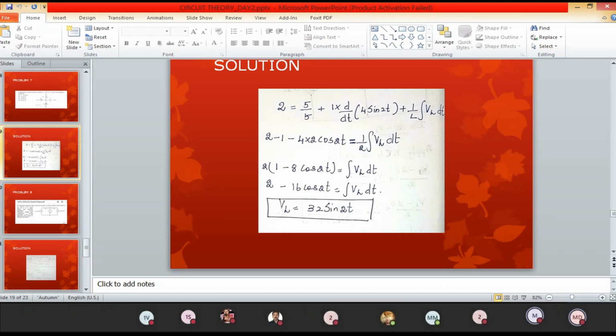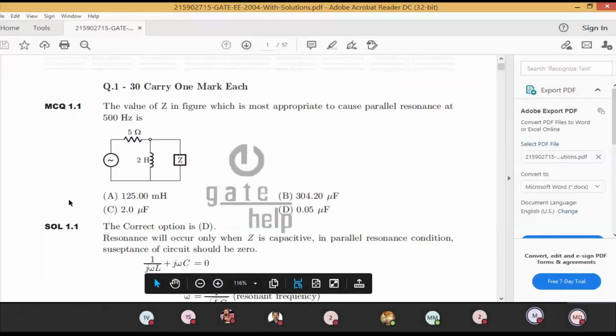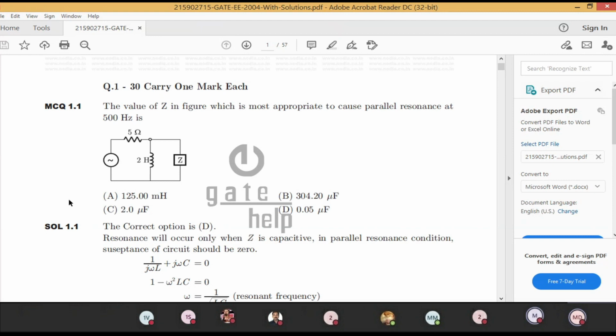Now let us proceed to another problem. The value of impedance in the figure which is most appropriate to cause parallel resonance at 500 Hertz. You have 2 Henry and an impedance in parallel together, in series with 5 ohms.